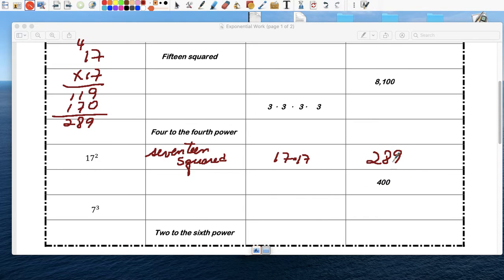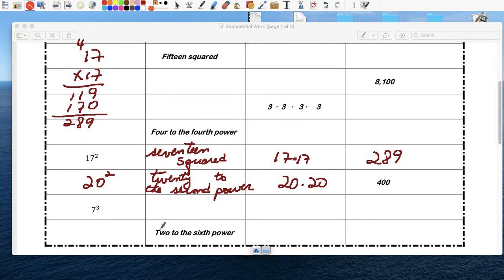400 would be 20 times 20. And again, this one I'm going to write the long way. 20 to the 2nd power. You can write squared. 20 squared.